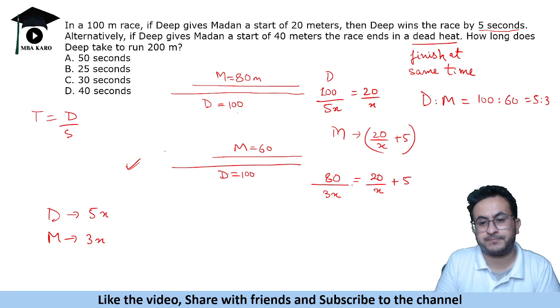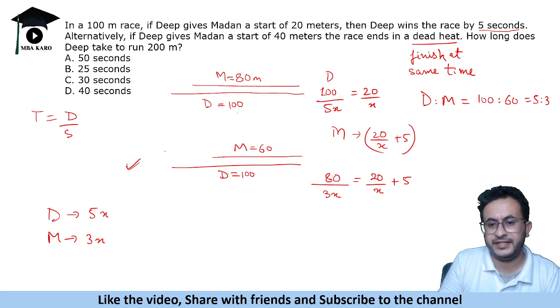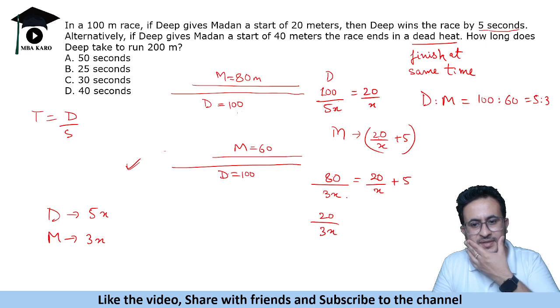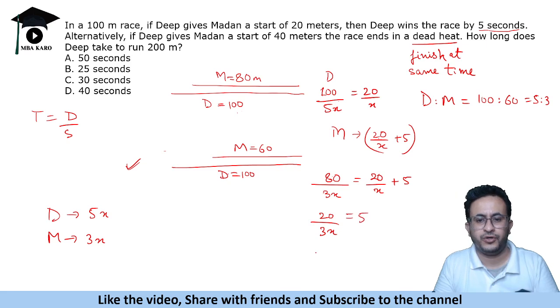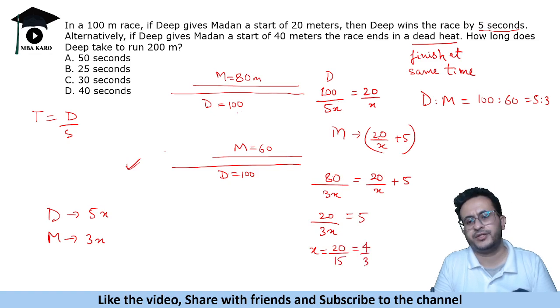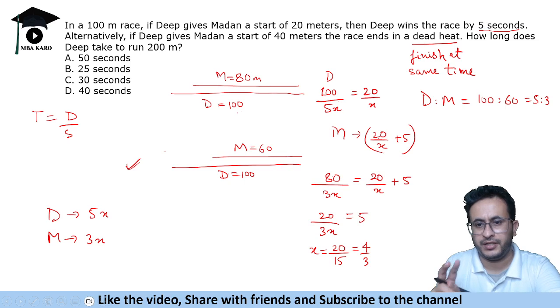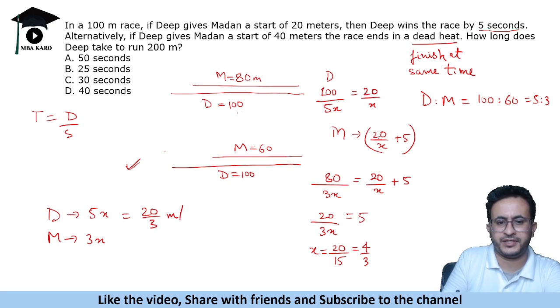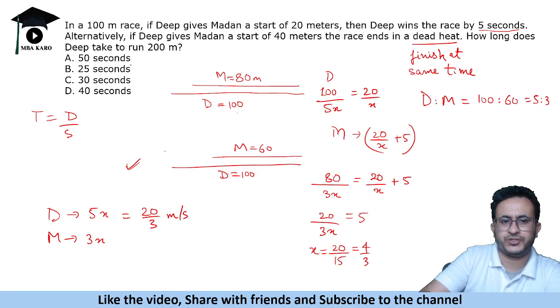So we will solve it. It becomes basically 80 by 3x minus 20 by x; if you take it this side, 80 by 3x minus 60 by 3x, so 20 by 3x is 5, or x, if you take x this side, is 20 by 15, or 4 by 3. So x is 4 by 3. Okay. Now Deep's speed is 5x, so 20 by 3 meters per second, and the distance is 200 meters.